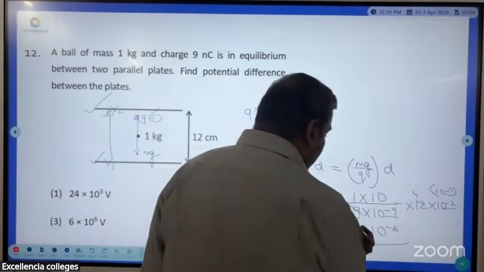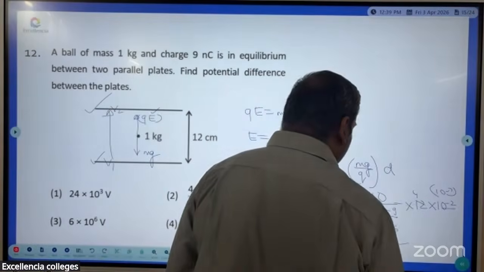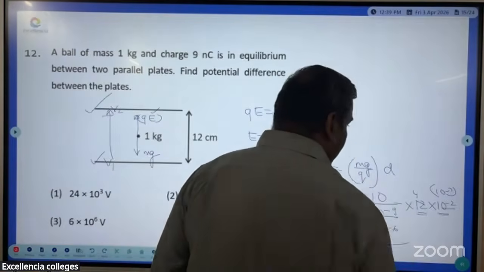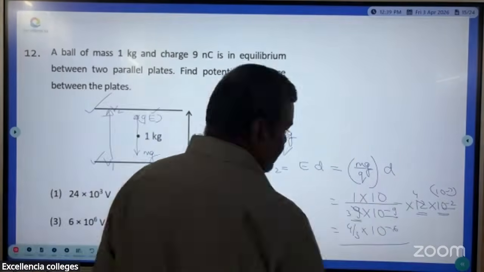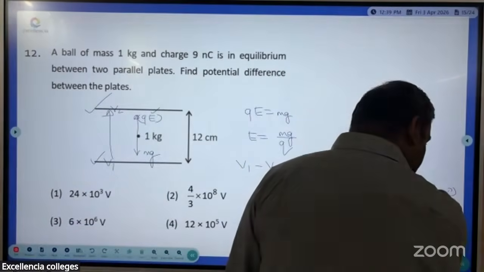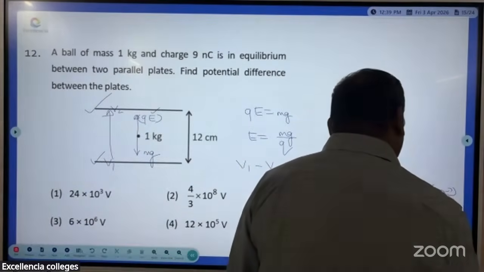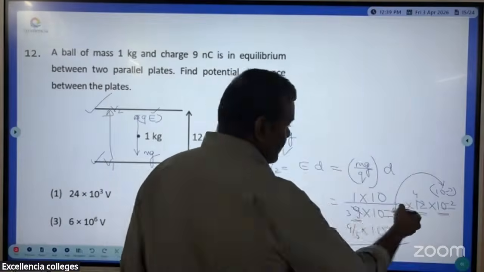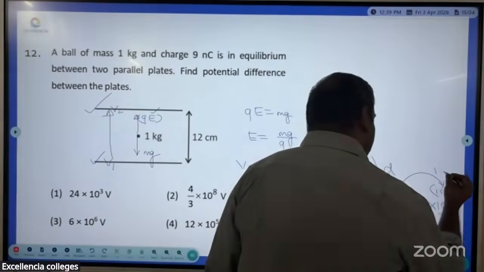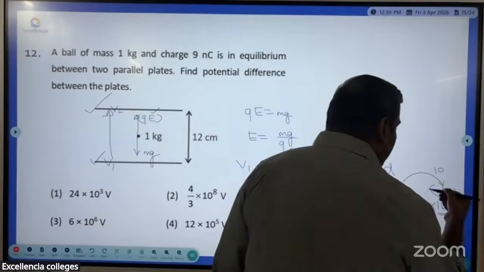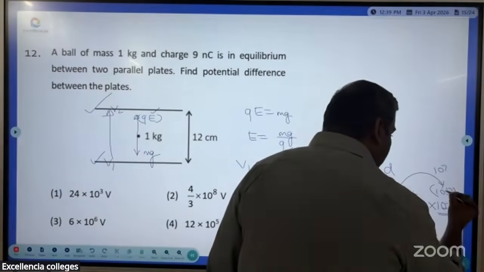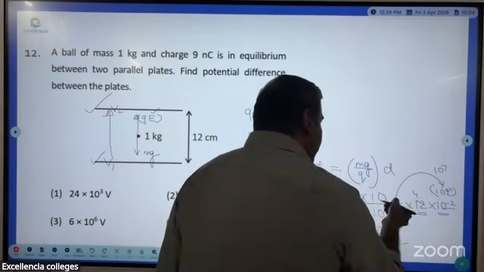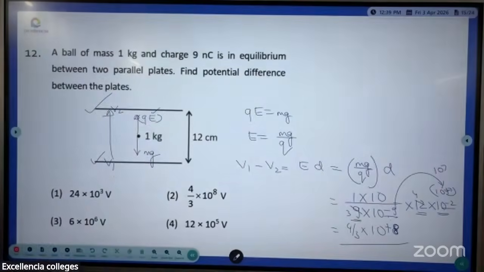9 nanocoulomb है. 9 into nano is 10 to the power minus 9. Mass is 1 kg, 1 into g is 10. Distance is 12 centimeters. Right, so 12 centimeters means 0.12, 12 to the power minus 2. So this will go here, 10 to the power 8, 10 to the power 9 minus 7, this will become 10 to the power plus 7, multiplied with 10, that will become 10 to the power plus 8. That's all right.